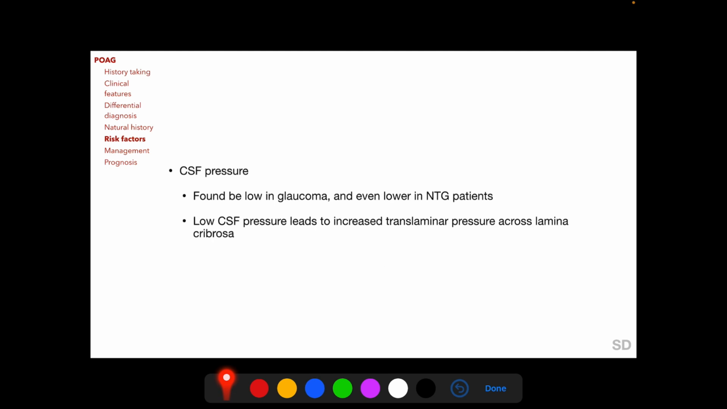Several studies have shown that cerebrospinal fluid pressure is low in glaucoma patients, particularly in normal tension glaucoma patients. And it has been suggested that this low cerebrospinal fluid pressure leads to an increased translaminar pressure across the lamina cribrosa, increasing the stress on the lamina cribrosa. The translaminar pressure is the difference between the intraocular pressure and the cerebrospinal fluid pressure posterior to the lamina.